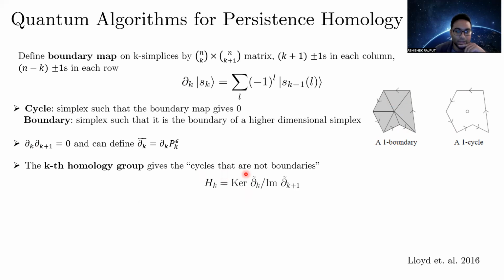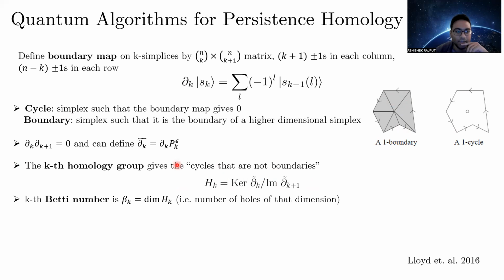And then what you do is form this quotient vector space, which is the kernel of the partial K operator over the image of the partial K plus one operator. And this is called the K homology group. The dimension of this quotient vector space is essentially the Betti number. It basically tells you the cycles that are not boundaries. For instance, this is a cycle that's not a boundary of a higher dimensional simplex because it is enclosing a void. There's no higher dimensional simplex that it is a boundary of. And this hole over here is representing that fact. So this is basically representing the holes in your data set.